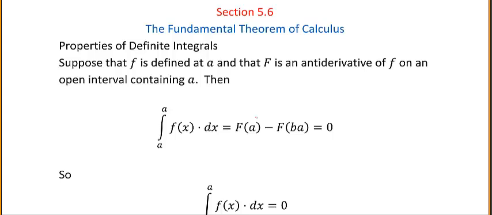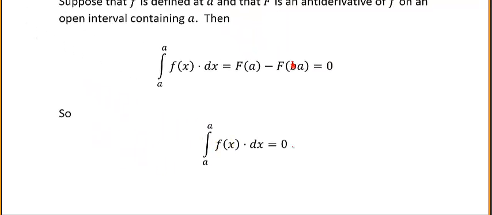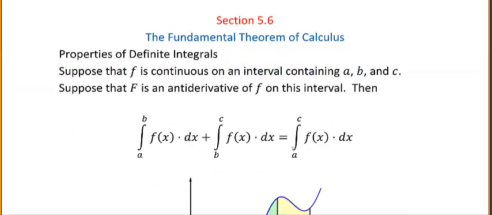Okay? Another property, suppose that f is defined at a, and big F is an antiderivative on some open interval containing a. Then the definite integral from a to a of little f of x dx would be capital F of a minus capital F of a, which is 0. So if we integrate from a to a, where the lower and upper limits are the same, assuming that the function is defined there, that definite integral turns out to be 0. Okay? All right, one more example.